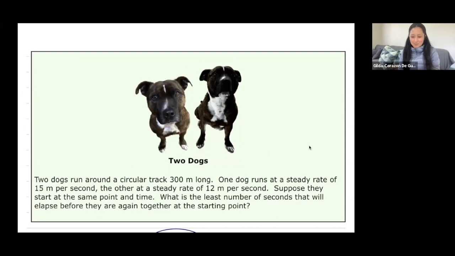And this is our problem. The title is Two Dogs. Two dogs run around a circular track 300 meters long. One dog runs at a steady rate of 15 meters per second, the other at a steady rate of 12 meters per second. Suppose they start at the same point and time. What is the least number of seconds that will elapse before they are again together at the starting point?